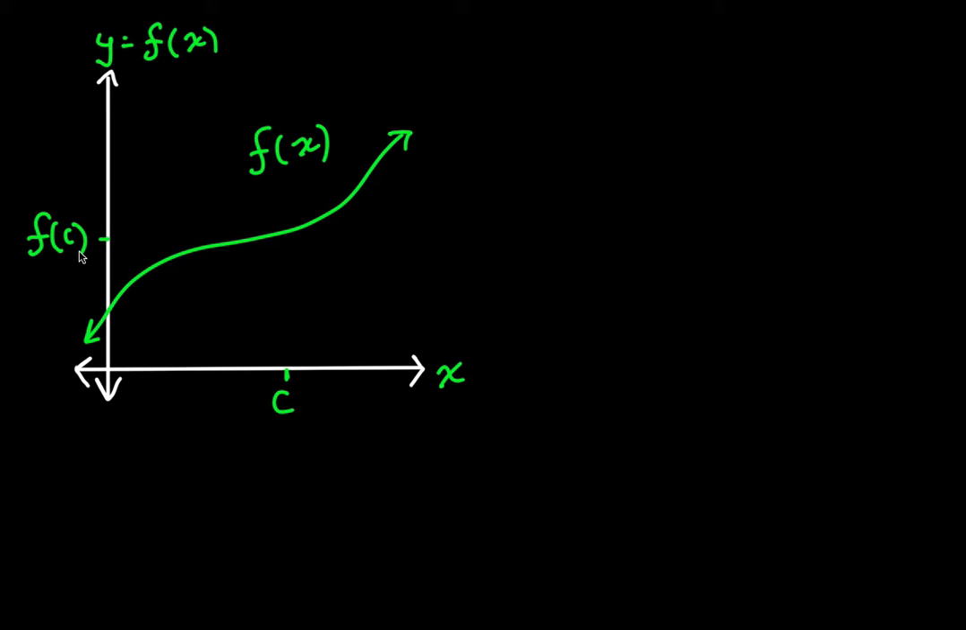That seems perfectly normal, right? That's the whole idea of a function. When we get to this point here, c, we get some point f of c. That's what a function says, right? But what if we have something slightly different?